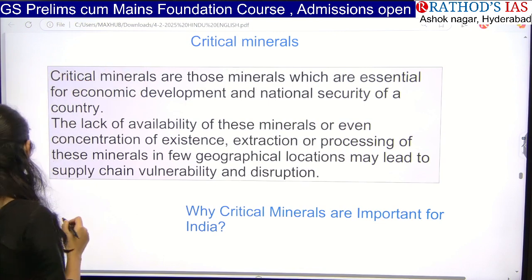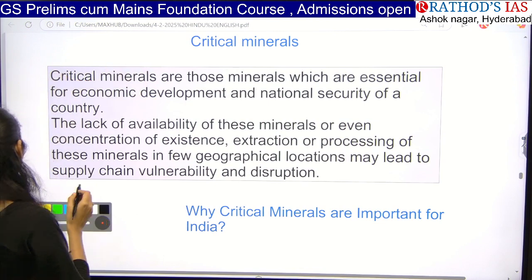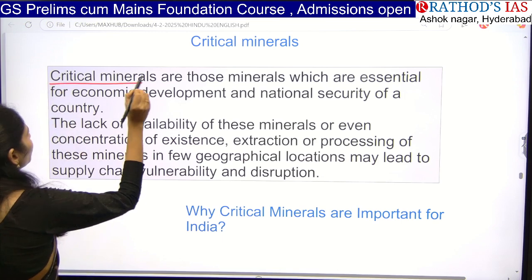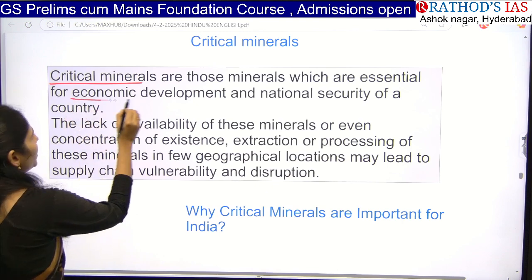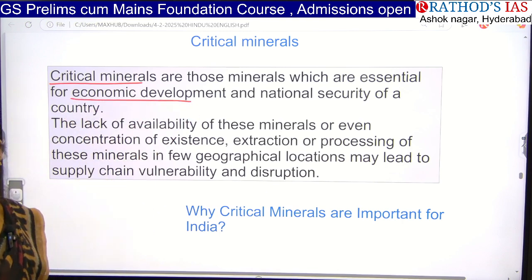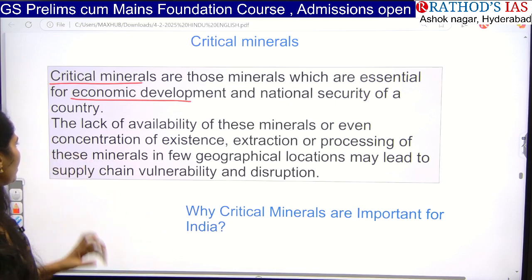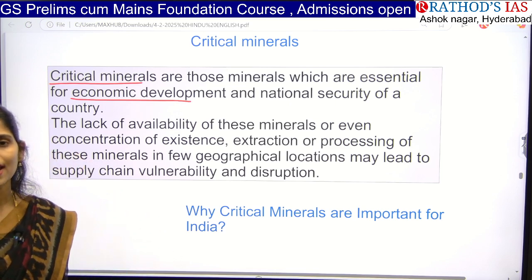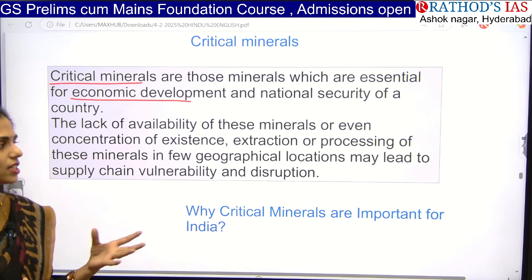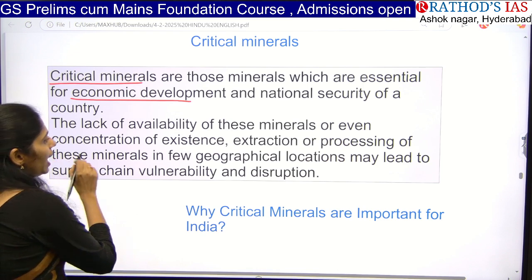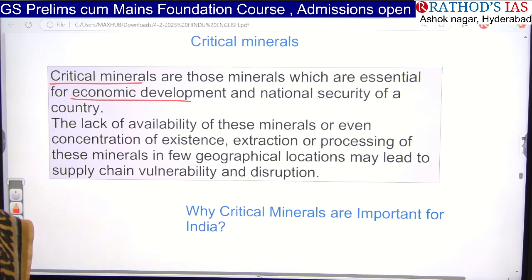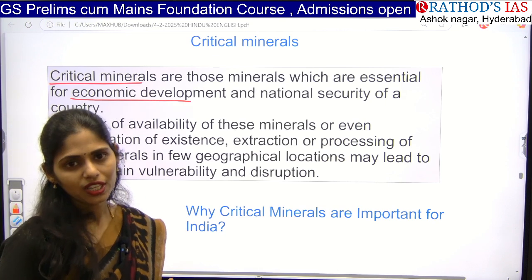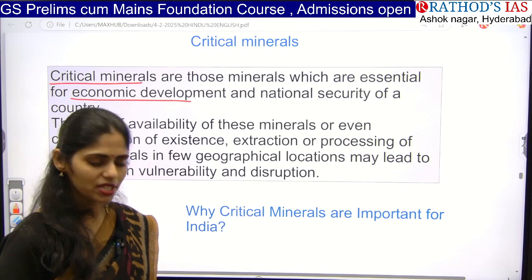Critical minerals are those minerals which are very much essential for economic development and even for the national security of a country. So if we do not have the availability of these critical minerals, then what happens? It will have an impact in terms of vulnerability and disruptions, because we have to depend on other countries. So we will have supply chain disruptions as well.